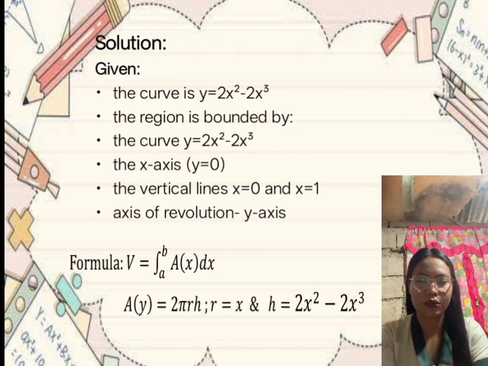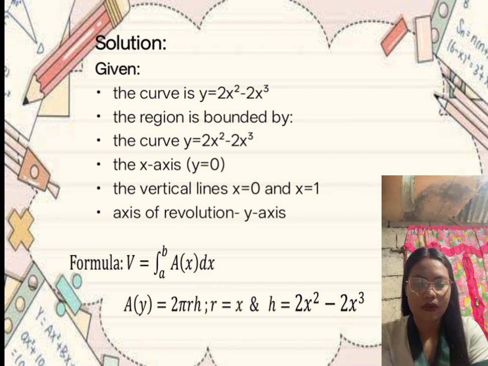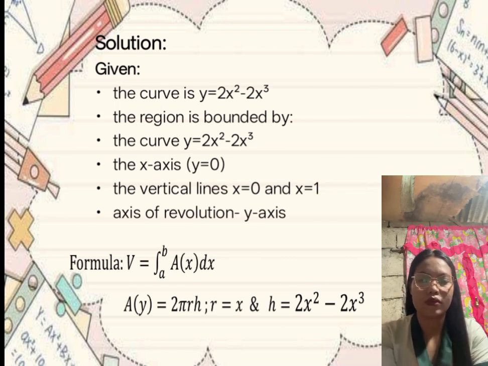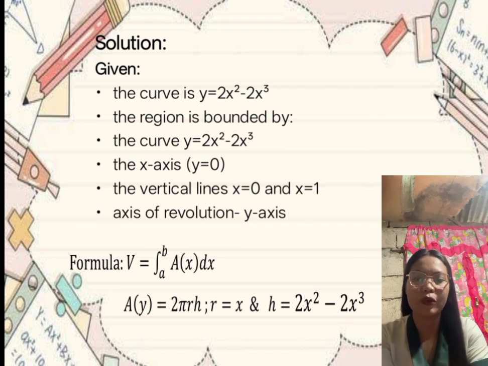Now here is the solution for the problem. So first, we will write all the given. So the given are the curve y is equal to 2x squared minus 2x cubed, or the region is bounded by the curve y is equal to 2x squared minus 2x cubed, the x-axis, or y is equal to 0, the vertical lines x is equal to 0 and x is equal to 1, and the axis of revolution, which is the y-axis.